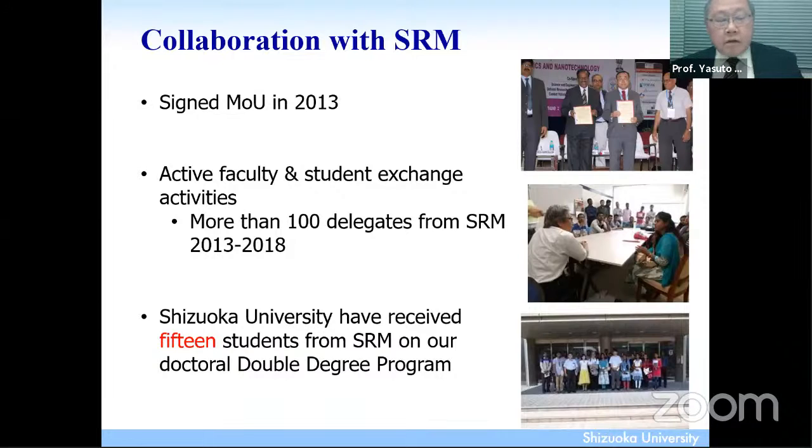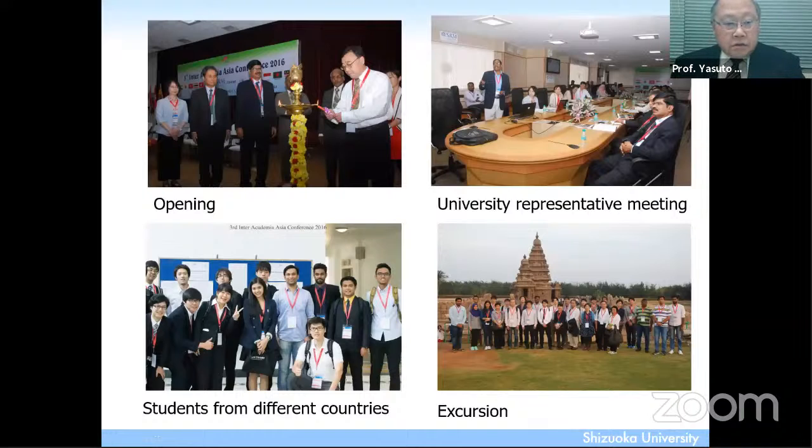We have activities on the faculty level as well as student level. We have so far received over 100 delegates from SRM. And also we have a very strong academic program, a double degree program between the two universities. Shizuoka University has so far received 15 students from SRM on this program, leading to a PhD. And these are pictures from our past relationship.